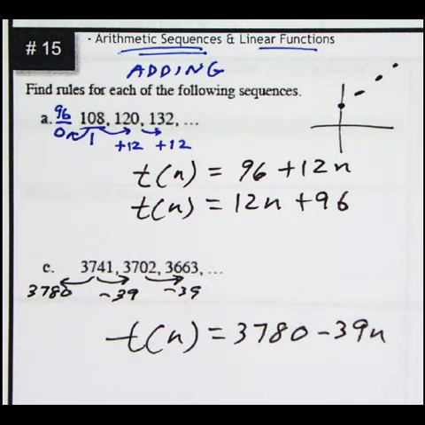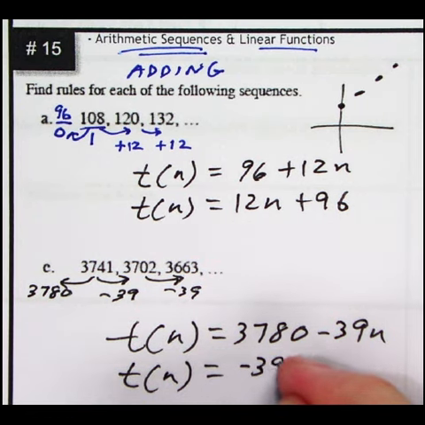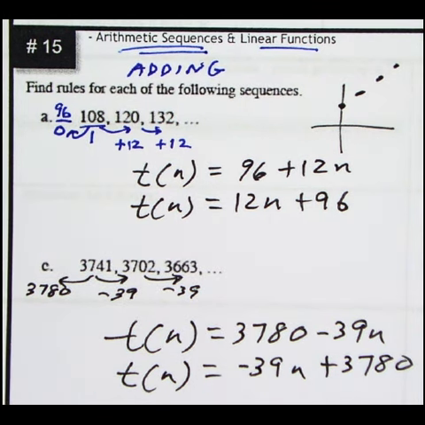Just check a few of them to make sure that you've got the right equation. Another way to write it, if you switch it around, is negative 39n plus 3780. And there is your equation for that sequence.